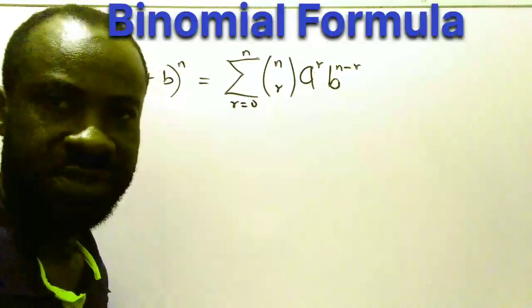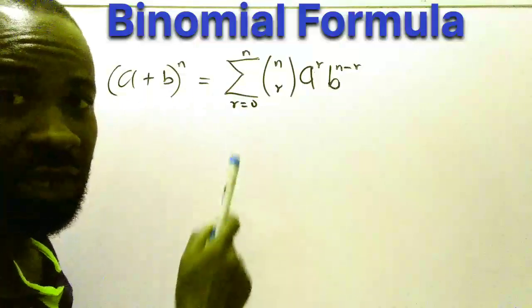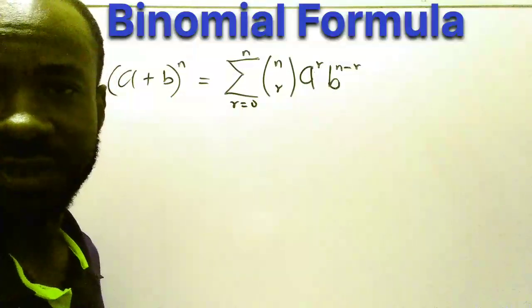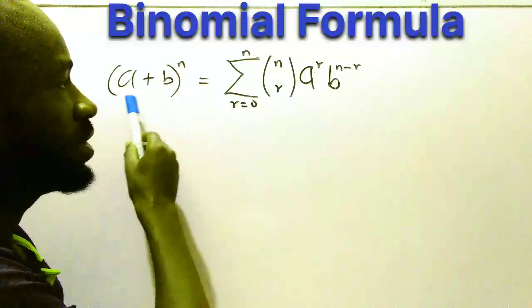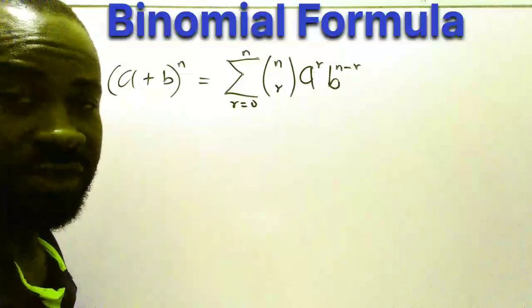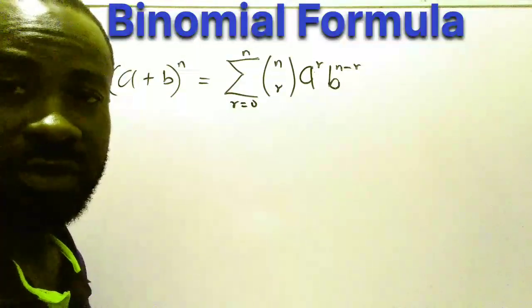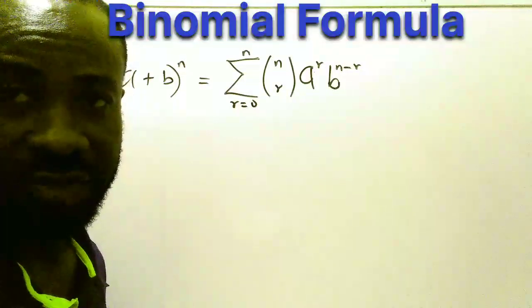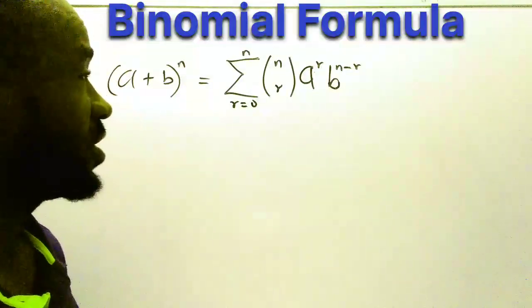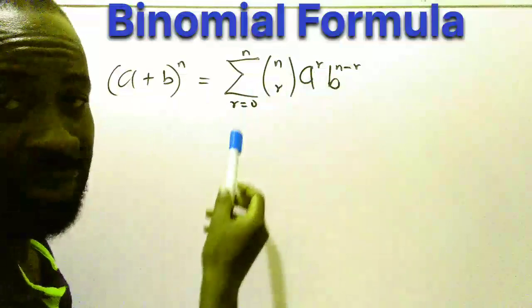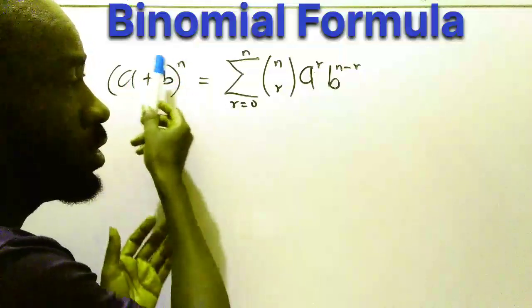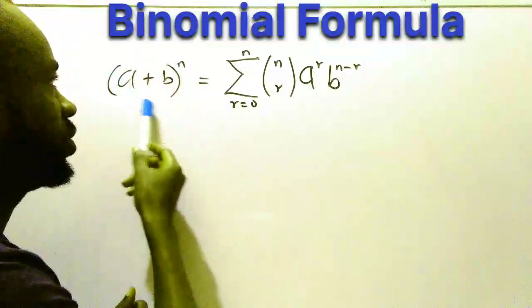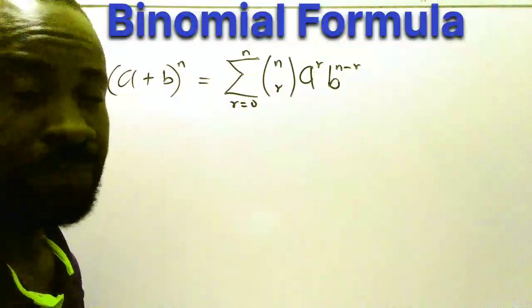Now this is the binomial formula, okay? This is the second method we can use to expand binomial functions such as this, instead of using the Pascal triangle, okay? Now there are so many areas this formula can be applied. We want to see how we can apply it in the expansion of binomial expressions such as this, okay?